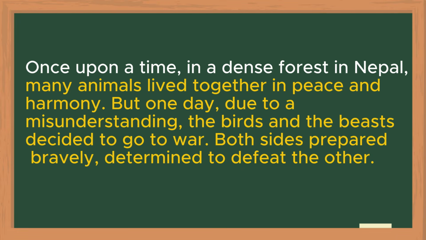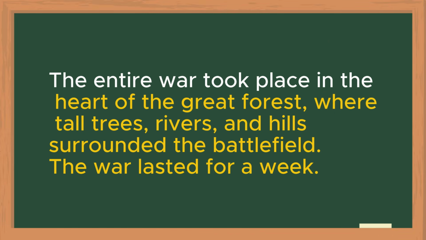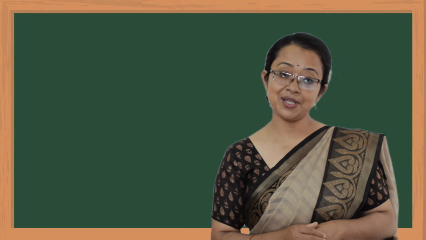Once upon a time, in a dense forest in Nepal, many animals lived together in peace and harmony. But one day, due to a misunderstanding, the birds and the beasts decided to go to war. Both sides prepared bravely, determined to defeat the other. This is the background of the story that we have developed based on the skeleton of the story. The entire war took place in the heart of the great forest, where tall trees, rivers, and hills surrounded the battlefield. The war lasted for a week. Here you can see the setting of the story, the place and the time.